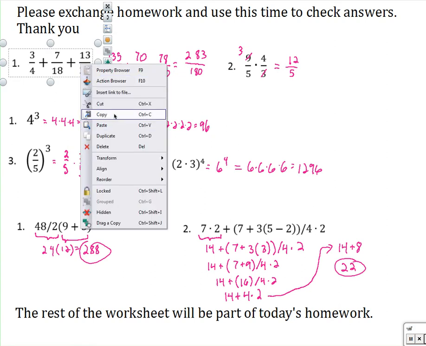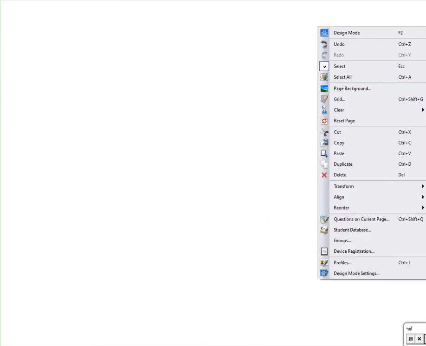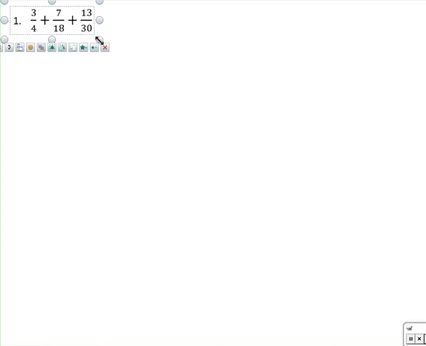Let's go over to the next page. A little bigger.